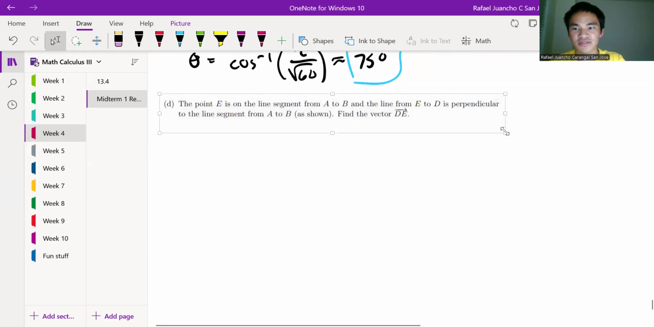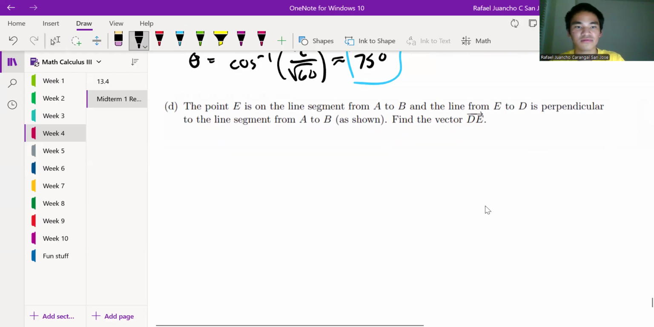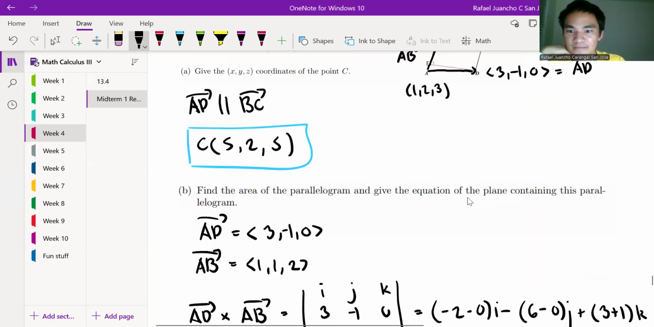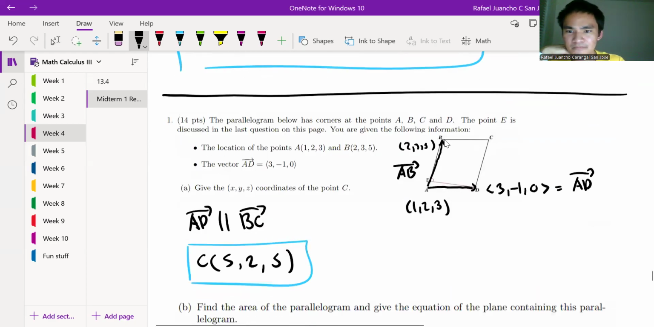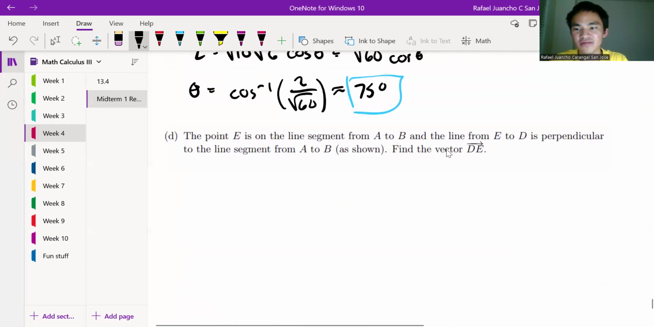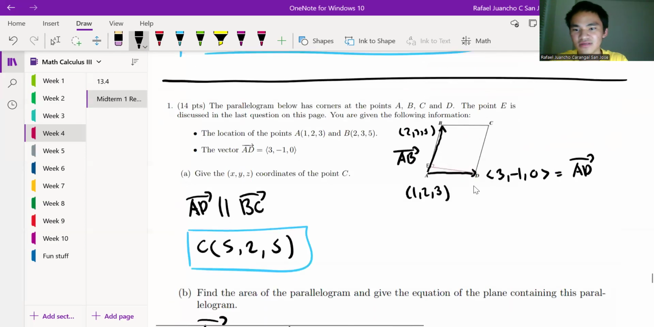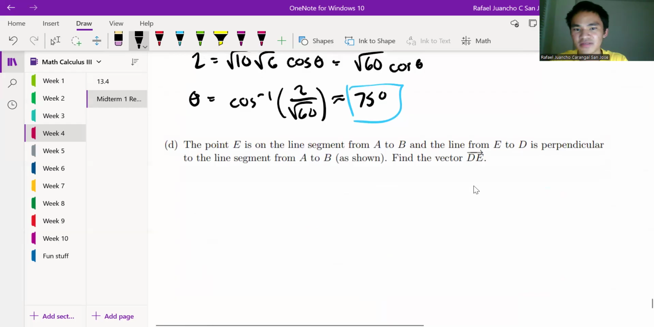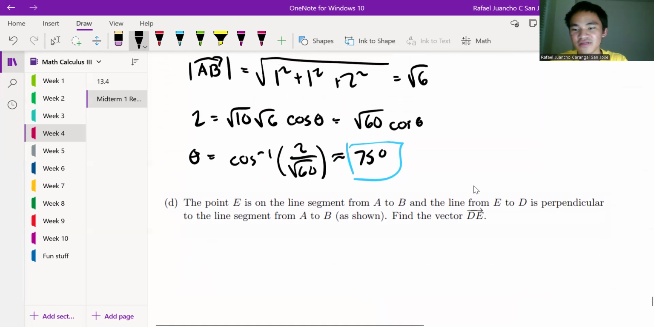Okay, let's try this out. For point E, okay, it's on the line segment from A to B, right? The line segment A to B, point E is there, which we can evidently see, right? We can see it there. It's literally there. Now, the line from E to D here is perpendicular to the line segment AB. Oh, so I need to find the vector D to E.